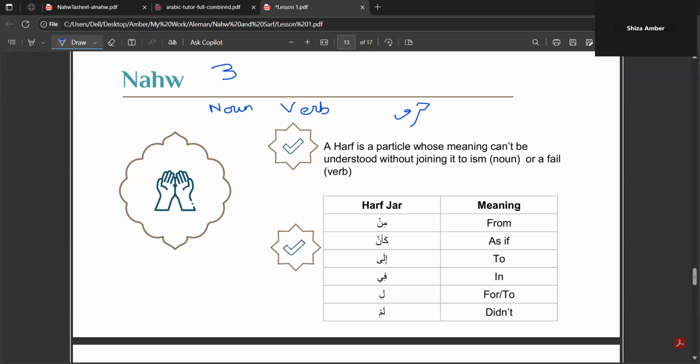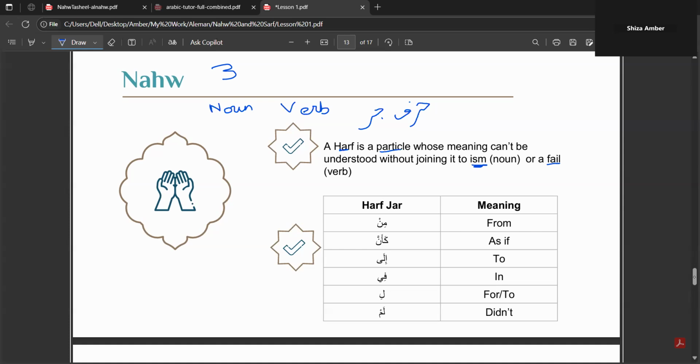So harf-jar are the prepositions. Harf is the particle, a particle whose meaning can't be understood without joining it to an isim. Isim is the noun, I told you this is the Arabic term for noun, and fi'l is verb. So harf-jar themselves don't have any meaning unless you attach them with a noun or with a verb. So this is harf-jar, the third part of speech in Arabic.